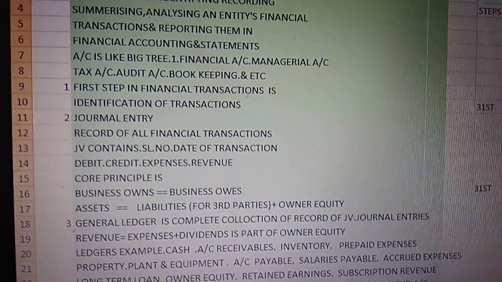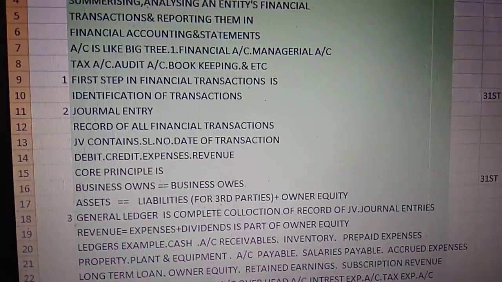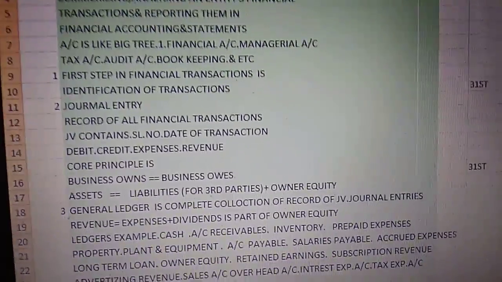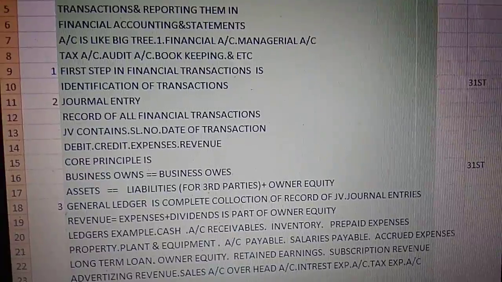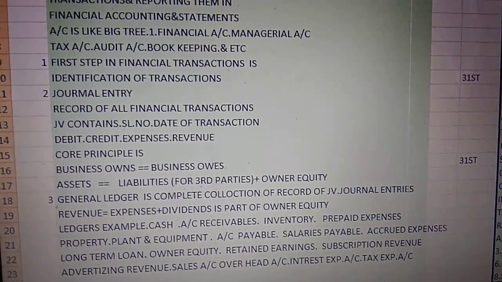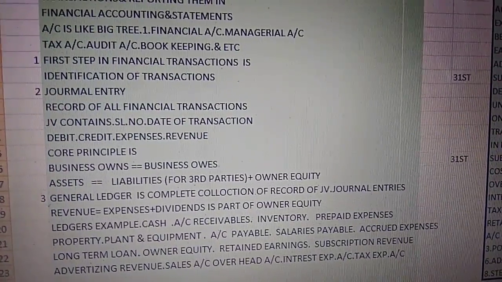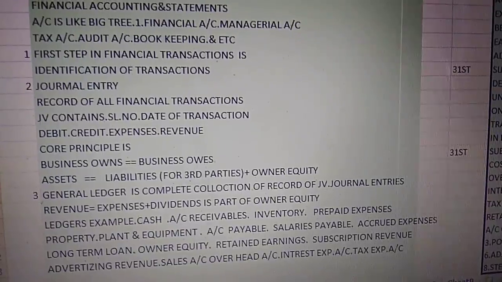The first step in financial transactions is identifying the transactions, and the second is the general entry, a record of all financial transactions. JV, or general vouchers, contain serial numbers, date of transaction, debit and credit amounts, expenses, and revenue.